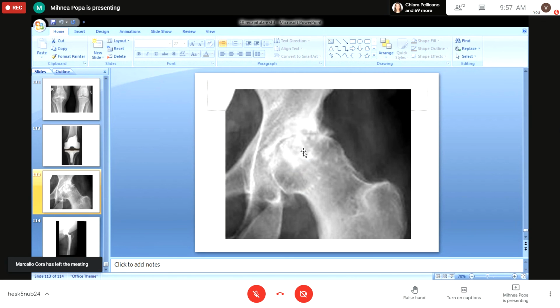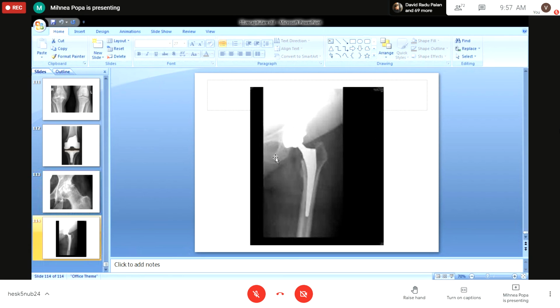And the arthrosis of the hip. You can see here no more articular space, osteophytes, destruction of the head of the femur. Again, the treatment can only be total hip arthroplasty.